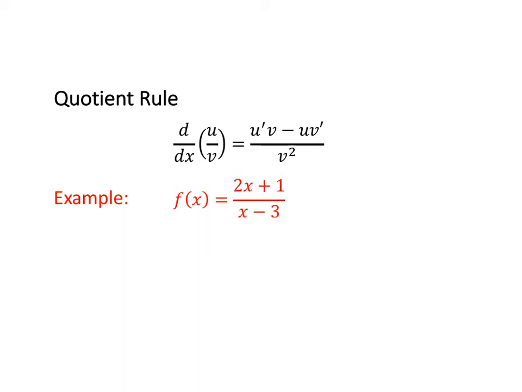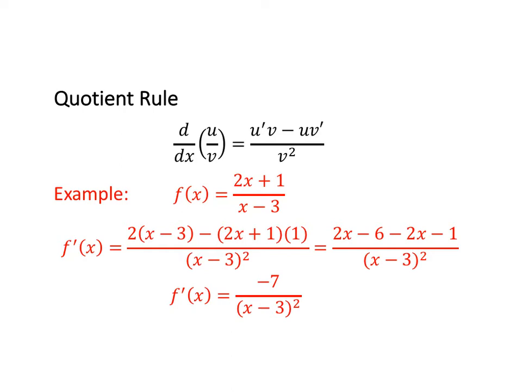So let's look at another example here. Let's say our function is 2x plus 1 over x minus 3. So the numerator, which is u, is the 2x plus 1. The denominator, which is v, is x minus 3. And let's see how we'd use the quotient rule to get the derivative of it.